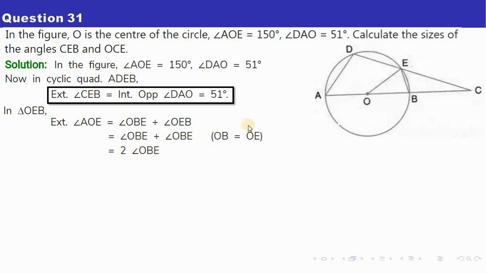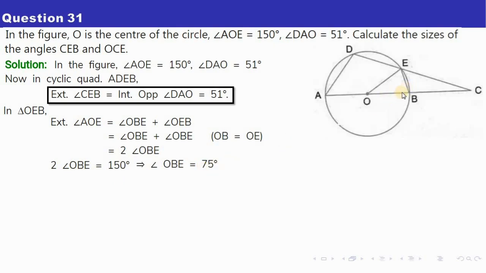Now we know that this external angle is equal to 150, right? So 150 is equal to 2 times OBE. So what is the value of OBE? OBE is 75 degrees. So this angle is 75 degrees.